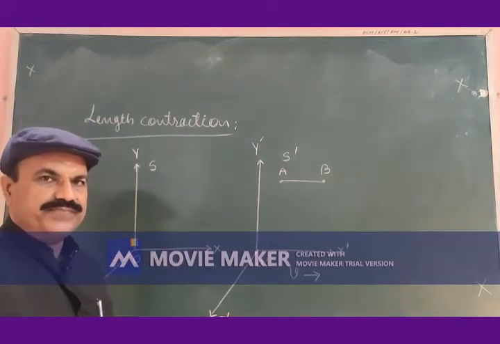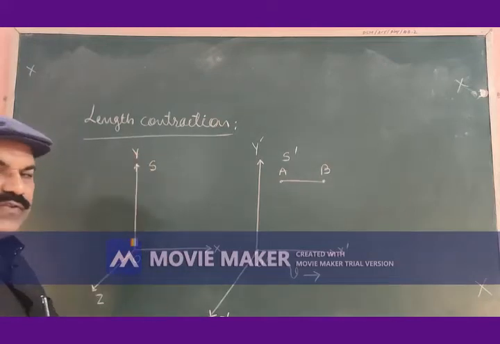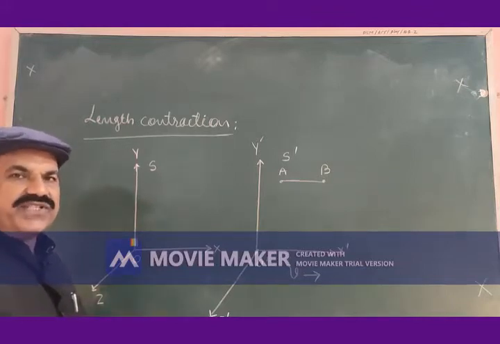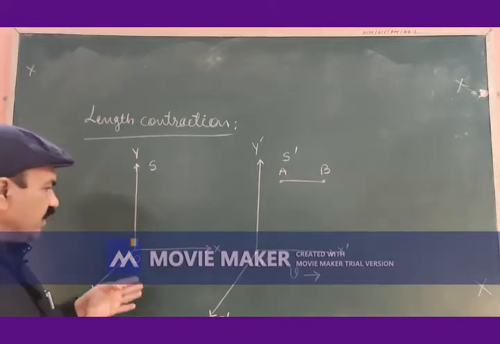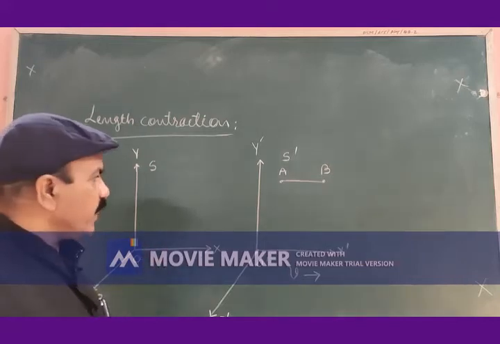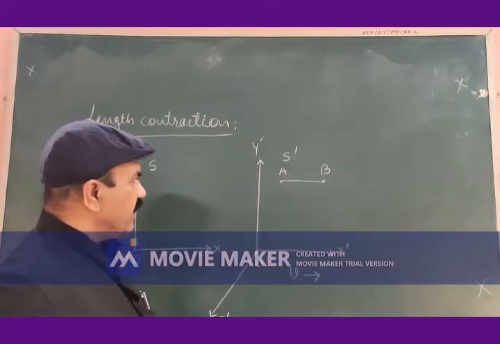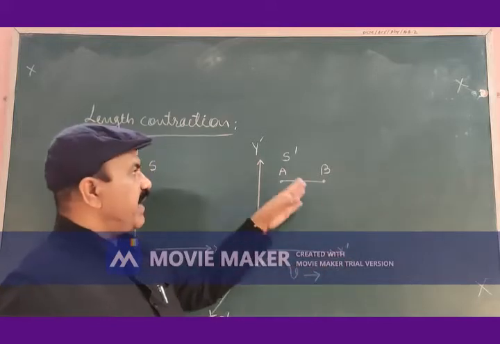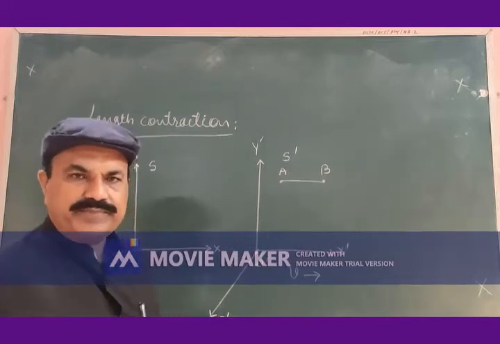Let us consider this figure. This is frame of reference S with coordinate axes x, y and z. O is the origin of this frame of reference. The second coordinate system S prime has coordinate axes x prime, y prime, z prime, and origin O prime.